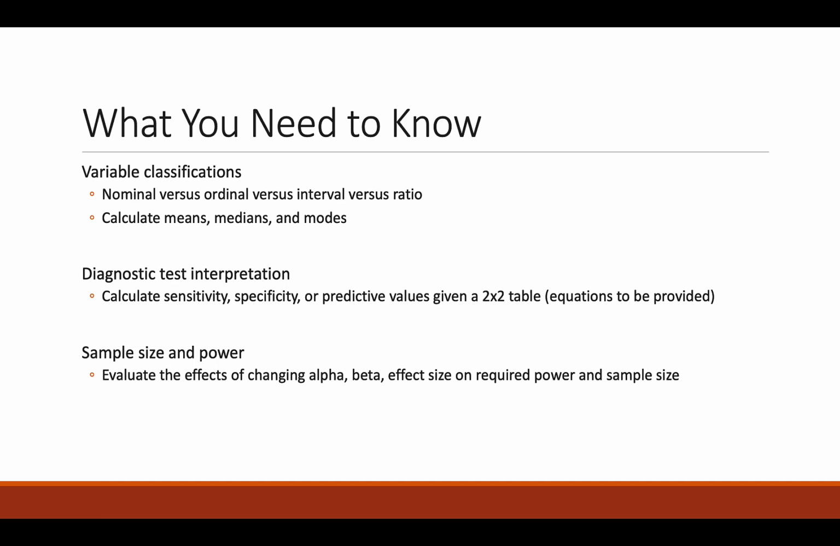First of all, you should know how to classify variables and the different classification schemes that we talked about. Know which variable is a nominal variable versus an ordinal variable versus an interval variable versus a ratio variable. So, if it's a yes-no answer, it's going to be nominal. If there's an inherent rank system to it, it's going to be ordinal if it's a discrete variable. Know the difference between interval and ratio variables. They're both continuous. Be able to calculate mean, median, and mode.